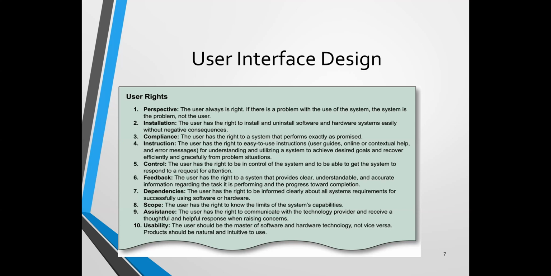Next is about control. The user has the right to be in control of the system and to be able to get the system to respond to a request for attention. In terms of feedback, the user has the right to a system that provides clear, understandable, and accurate information regarding the tasks it is performing and the progress toward completion.